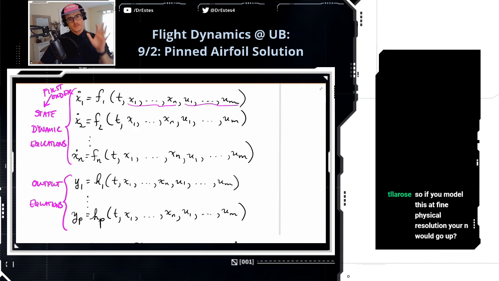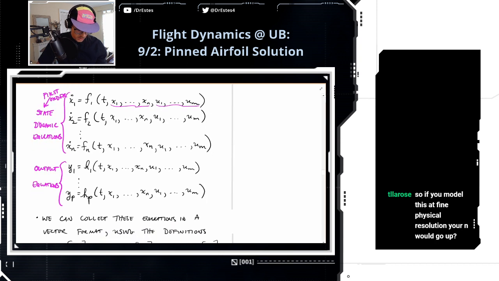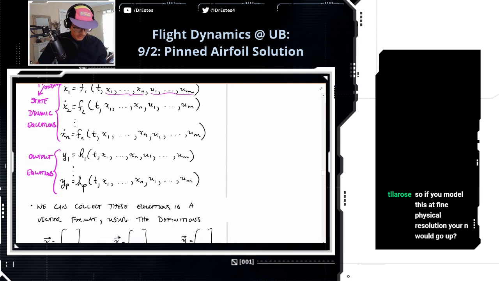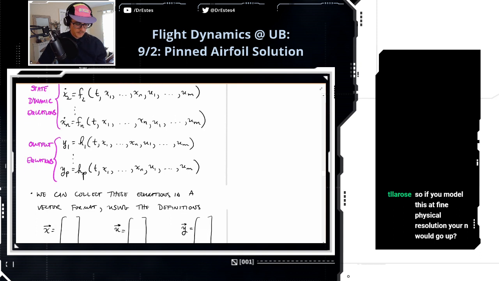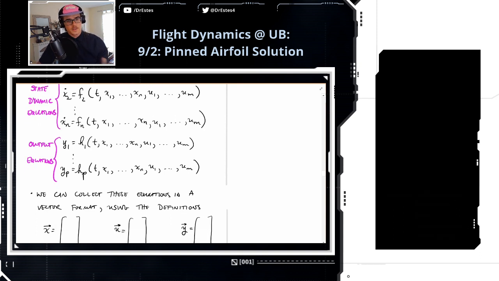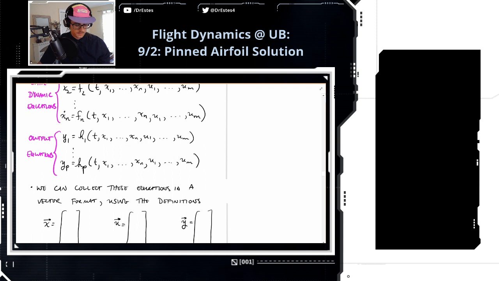So you don't see here any A, B, C, D matrices. You can only formulate those matrices if the system is linear. But even if you can't make those matrices, it doesn't mean you can't get a state space equation. Let's see if the example is next. Okay, we're going to get to the example on Friday, I think. But you can collect these equations in a vector form.